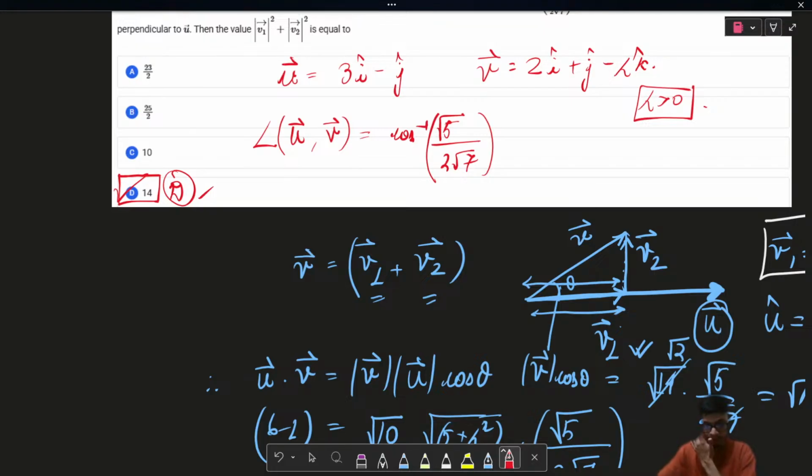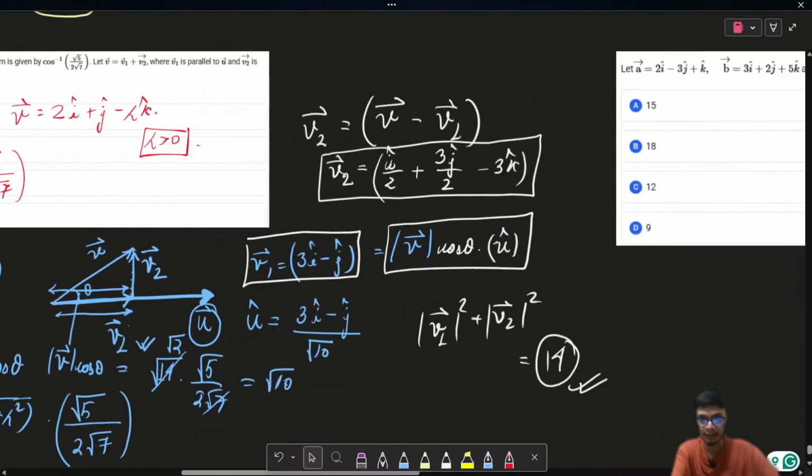Okay. Is this clear to all of you? Is this part clear? Are you all able to get to this answer as option D? Okay. So very straightforward problem. Just you have to carry out the algebra step by step and you will be able to solve the problem.